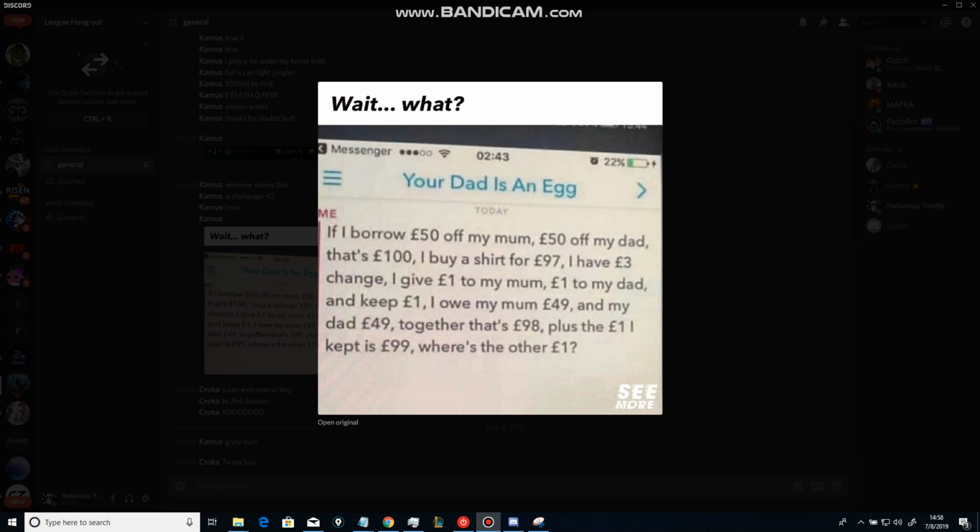Alright, so if I borrow £50 off me mum and, oh wait, that's German. And £50 off me dad, that's £100. I buy a shirt for £97. Right? Okay. So now you have £3 remaining as change. Out of these £3, you give £1 to your mom, £1 to your dad, and you keep £1.